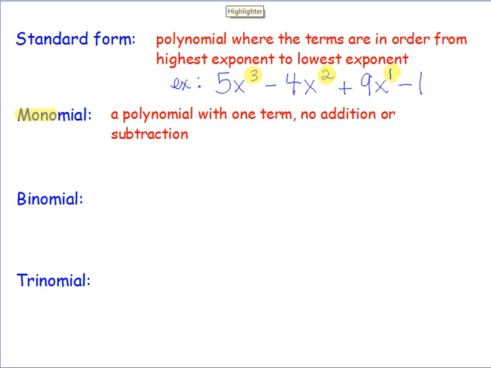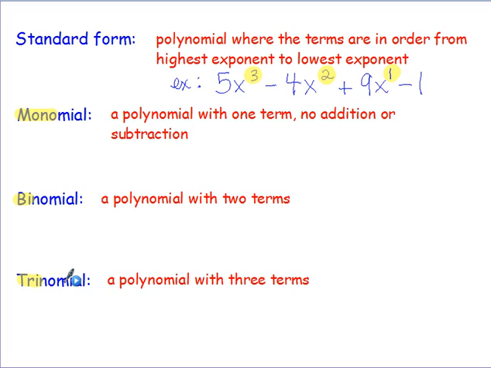Next prefix is binomial, and hopefully you know bi, like a bicycle, means two. This is a polynomial with exactly two terms. And finally, trinomial, prefix tri, means three. This is a polynomial with three terms. Any time we go more than three, we simply call it just a polynomial.